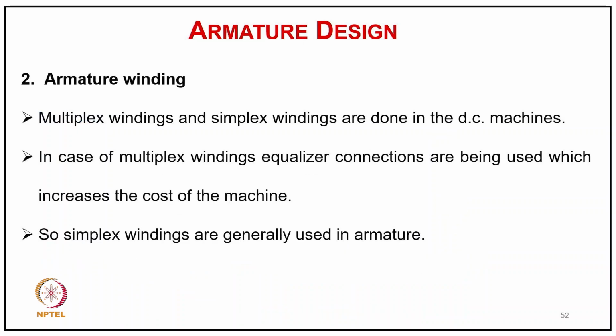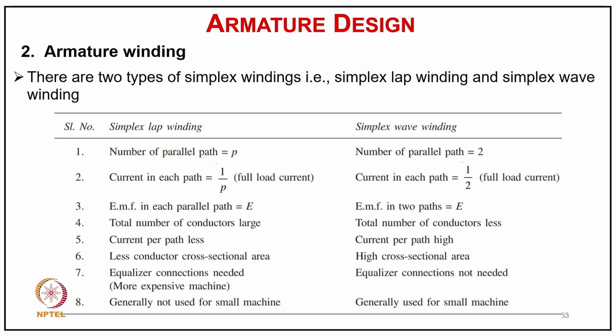Now coming to armature winding, multiplex winding and simplex winding are used in the DC machine. In case of multiplex winding, equalizer connections are used, which increases the cost of the machine. So simplex windings are generally preferred in the armature of a DC machine. There are two types of simplex winding, simplex lap winding and simplex wave winding, as given in this table below.